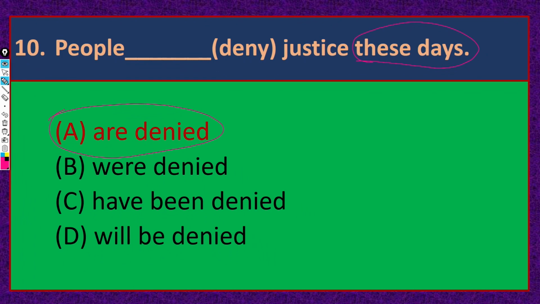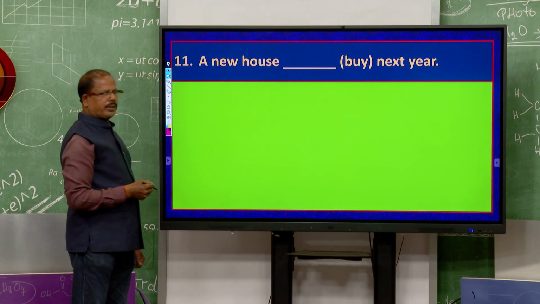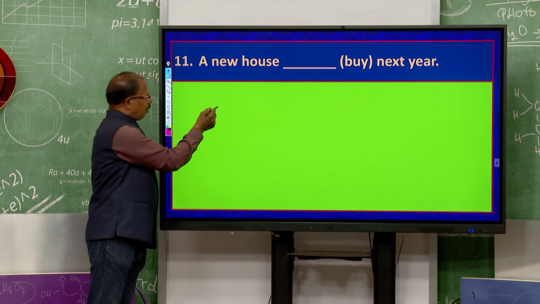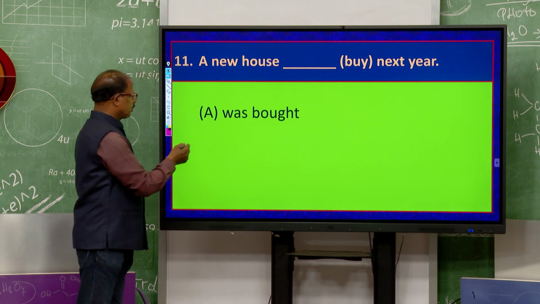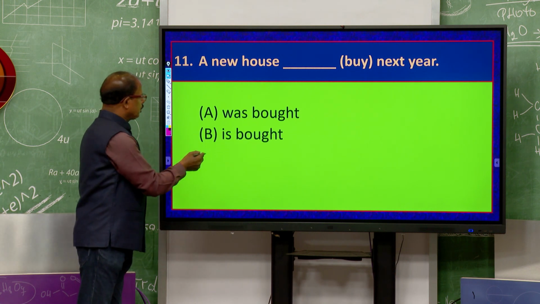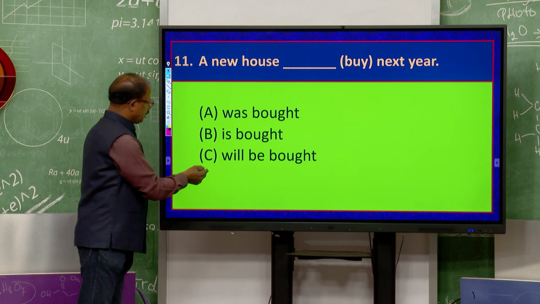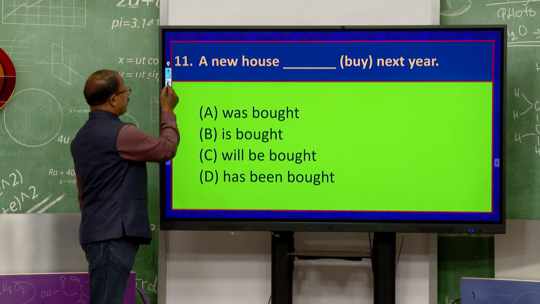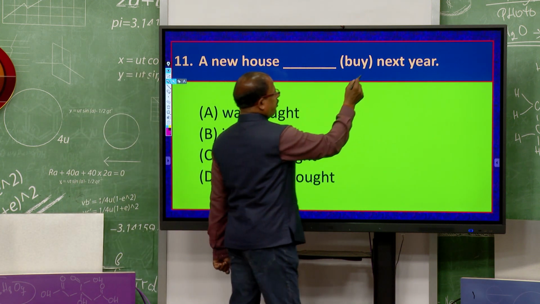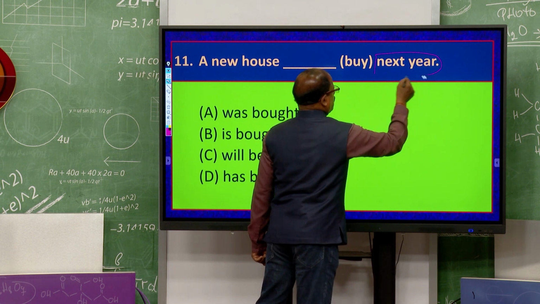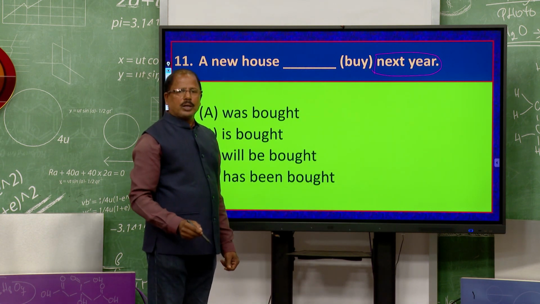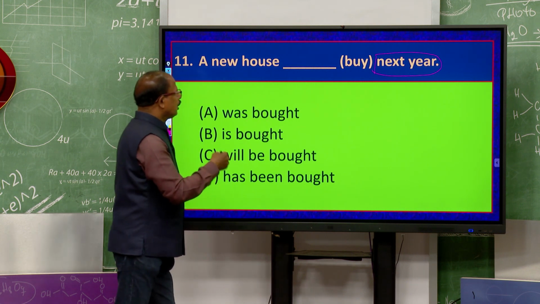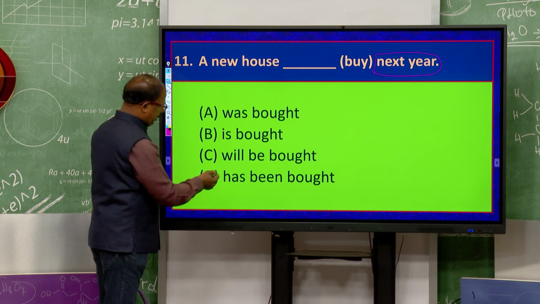Let us go to the next question. Question 11, a new house dash next year, right. Let us see the options. Option A was bought, option B is bought, option C will be bought, option D has been bought. And you see, my dear children, sometimes the adverbials will tell you the correct form of the verb. So, "next year" means I think "will be bought".